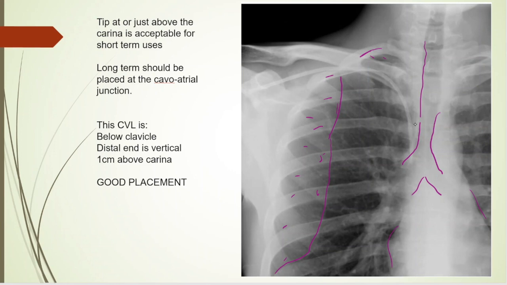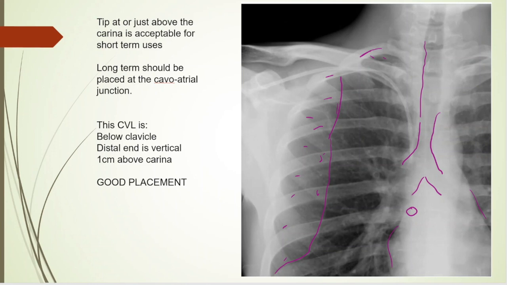You want a CVL. If it's for short-term use, then just above this tip, just above or right at the carina is fine. If it's for longer-term use, you're going to want it down a little bit further, around the cavoatrial junction area. But I always place mine up here. If you're a general surgeon putting in a portacath or something, you'll want it down a little lower, but I tend to place mine for more short-term use, obviously. And so mine are always placed up here.